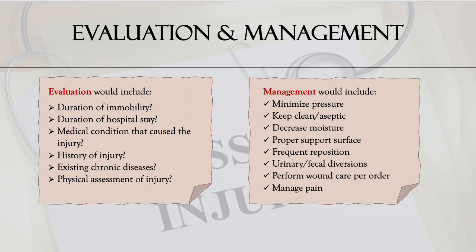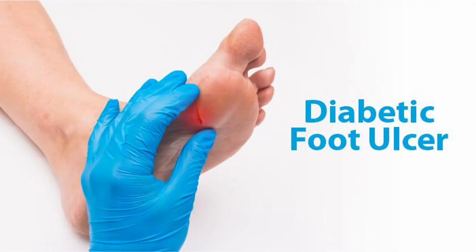Evaluation and management. Evaluation includes finding out the duration of the immobility, duration of hospital stay, medical conditions that cause injury, history of the injury, existing chronic diseases, and physical assessment of the actual injury. Management would include minimizing pressure, keeping the area clean and aseptic, decreasing moisture, providing proper support surfaces, frequent repositioning, urinary and fecal diversions, performing wound care per orders, and managing pain.